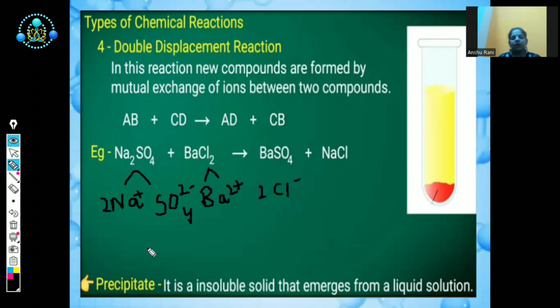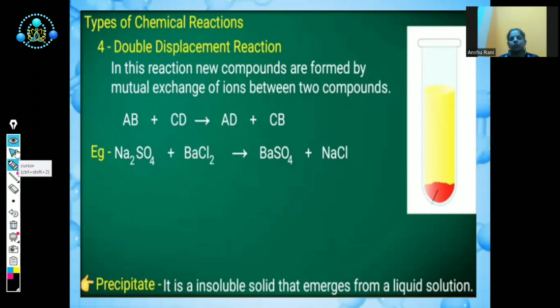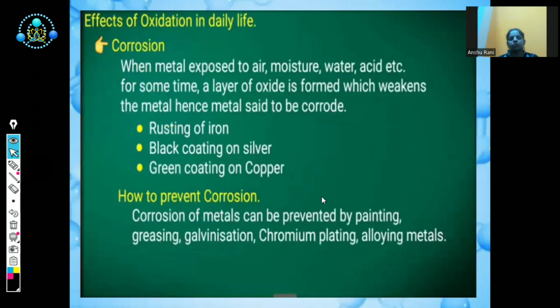Cation of this combines with anion of this. Cation of this combines with anion of this. So it forms 2NaCl. It forms Ba2 positive, SO4 2 negative, so it is BaSO4. This is double displacement reaction where white precipitate of barium sulfate will form. It is also termed as precipitation reaction.